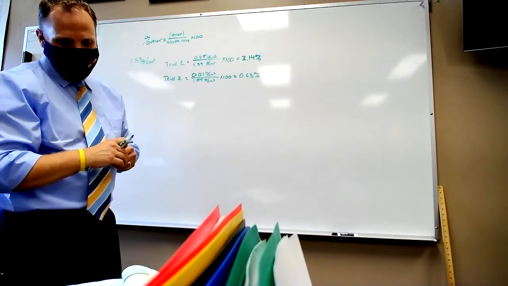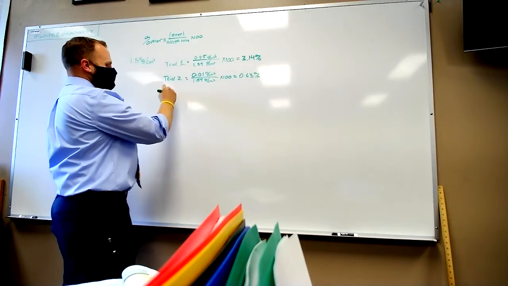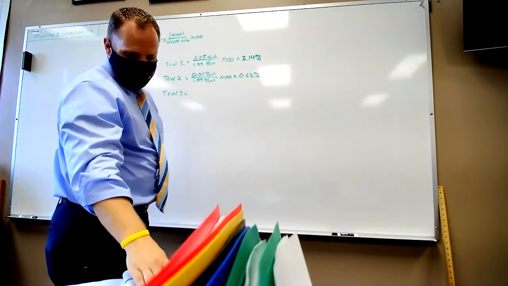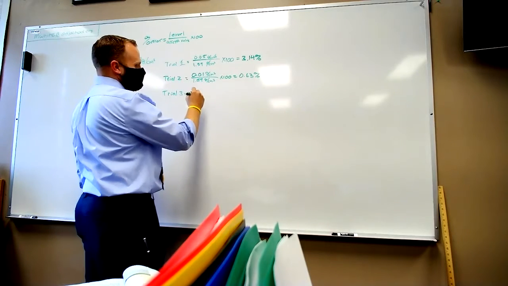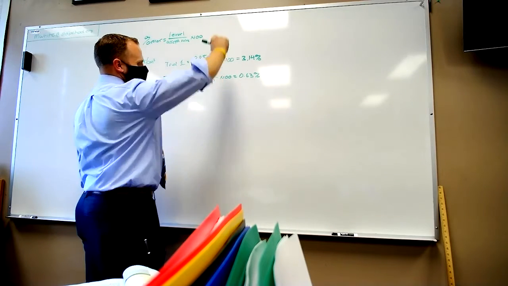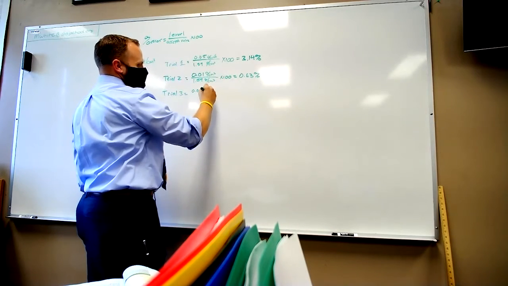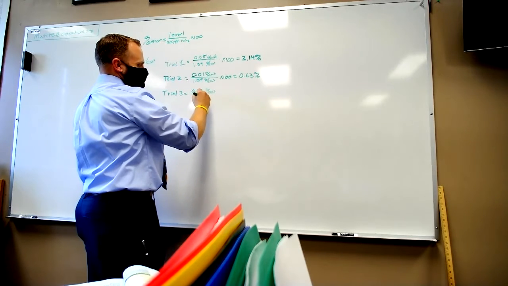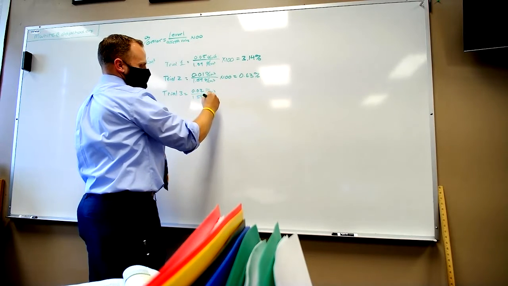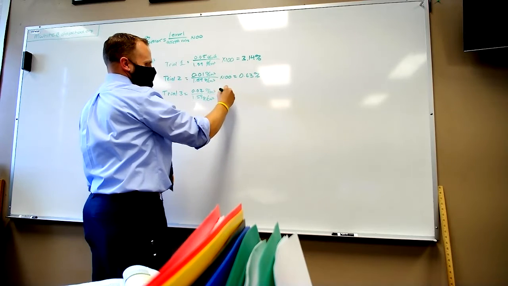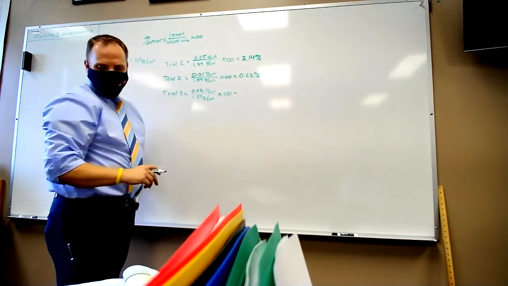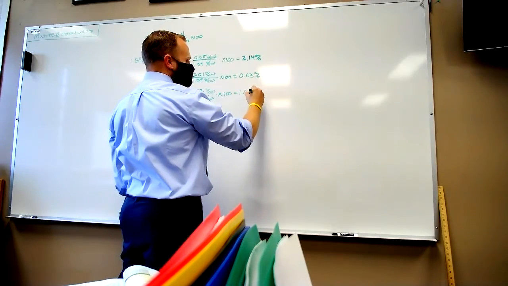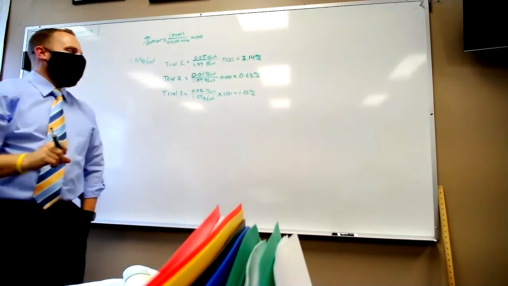And then the last one, trial 3. So our error there is negative 0.02. It's the absolute value, so we'll get rid of that negative sign. Once again, divided by 1.59 grams per cubic centimeter times 100. And that turns into 1.26%. Okay.